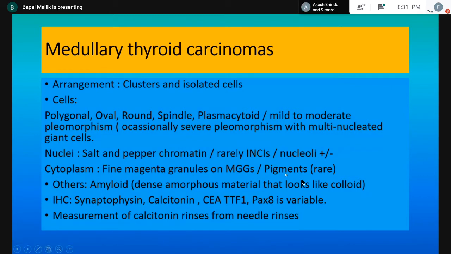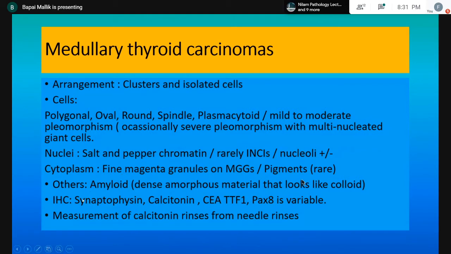Rarely it can show pigment, right? And this is very, very important. It can show pigment rarely, so please remember that, especially a particular variant of medullary thyroid carcinoma called the paraganglioma-like variant. It can show pigments, right? You can find amyloid, and I had mentioned in the previous webinar that it is very, very difficult sometimes to differentiate amyloid from inspissated colloid.